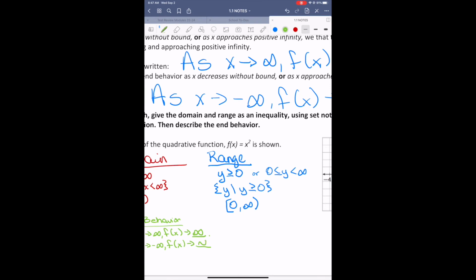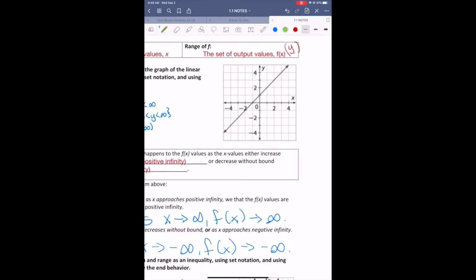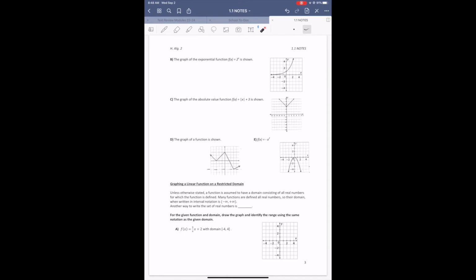So you can see the difference between our first example and this one. This one's end behavior approaches infinity on both f of x values, as opposed to our first example where we had f of x approach infinity on the right and f of x approach negative infinity on the left. Okay, we do have a couple more examples to do.